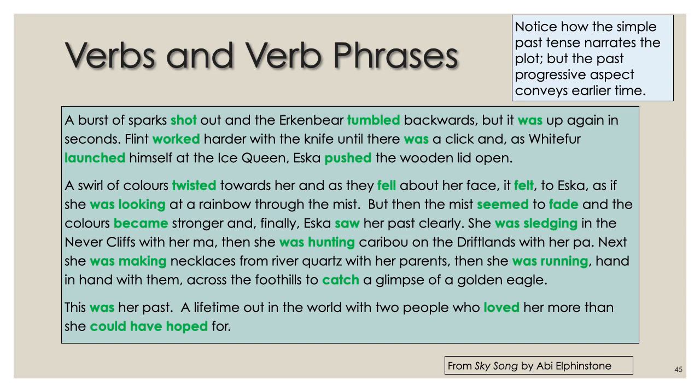But then it moves to the past progressive aspect as she thinks about her past. It's expressing a time beyond the past that's being narrated at this moment, an earlier past, if you might say: was sledging, was hunting, was making. And that could have hoped for, which is quite a complex structure, is something of a more reflective construction. So this little extract shows just how much that ability to be flexible in the verb phrases that you use in a narrative can help you jump between simple chronological narration of something that happened in the past through to narration of thoughts from earlier in that narrative past and reflection.